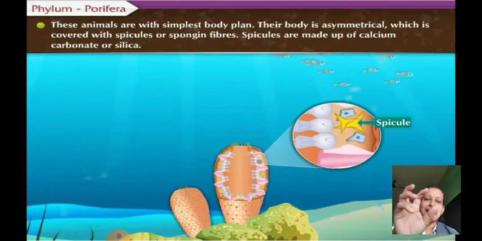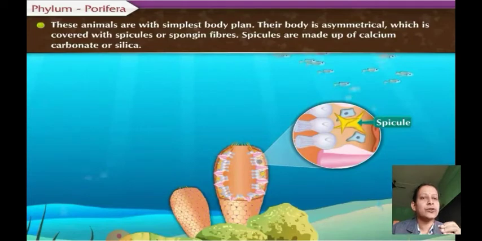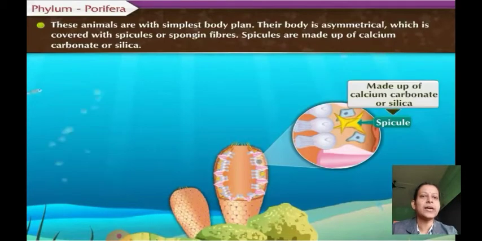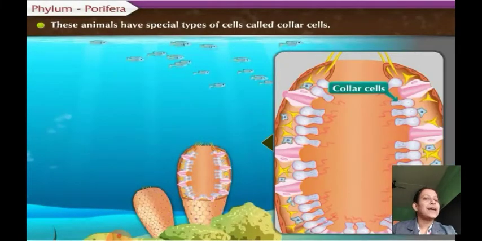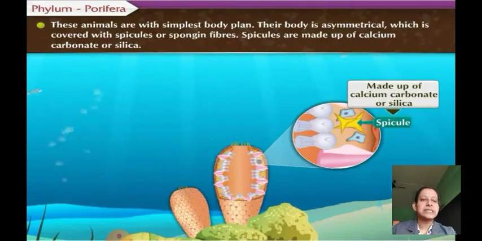You know that I have told you that they are sponges. Sponges means sponge-like. They require some covering for their body. That covering is made of calcium carbonate, and those calcium carbonate crystals are called spicules or spongin fibers. You can see in the diagram here the structure of these crystals. They protect them. They are made up of either calcium carbonate or silica.